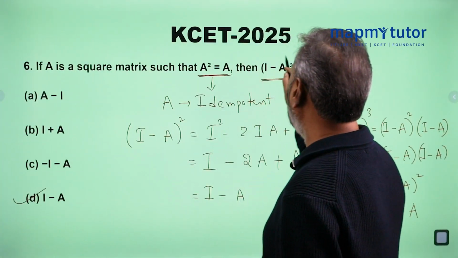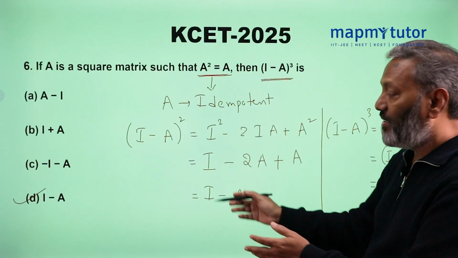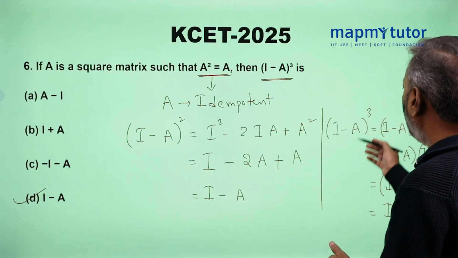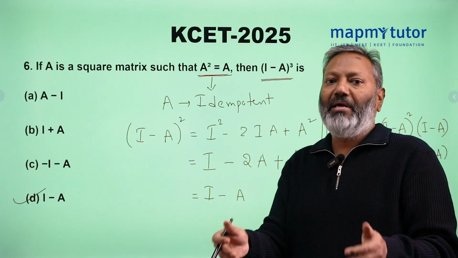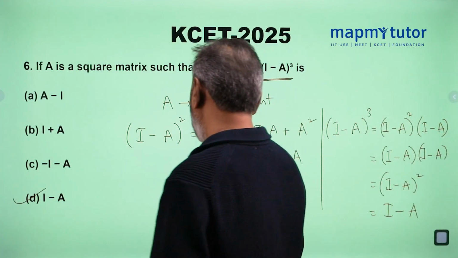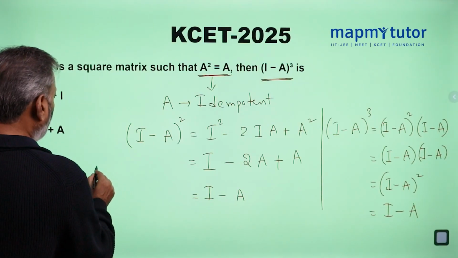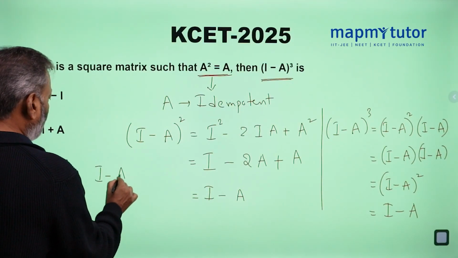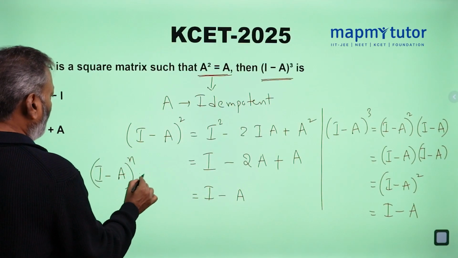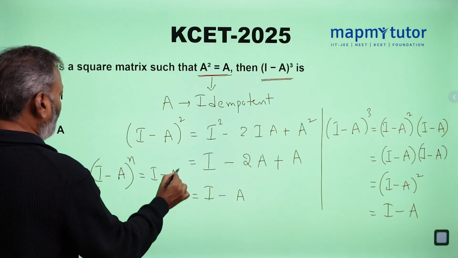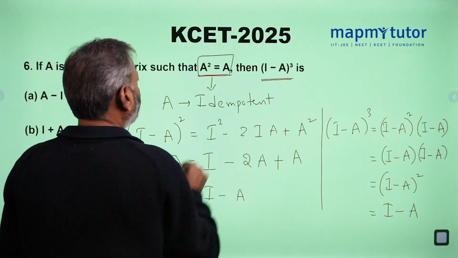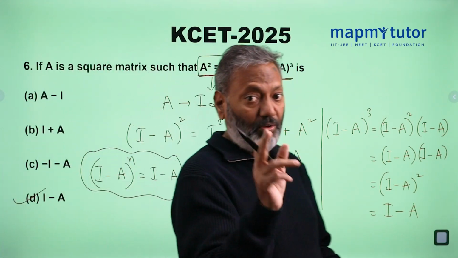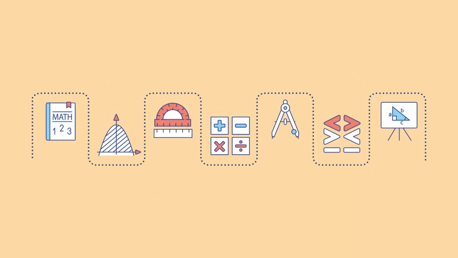Not only (I minus A) cubed. You already observed (I minus A) squared is I minus A. Even (I minus A) cubed is I minus A. Therefore, I can confidently tell (I minus A) to the power n is I minus A. So, in this question, I can generalize this result. (I minus A) to the power n is always equal to I minus A, provided this condition: if A squared is A, then only this is correct. Got my point?